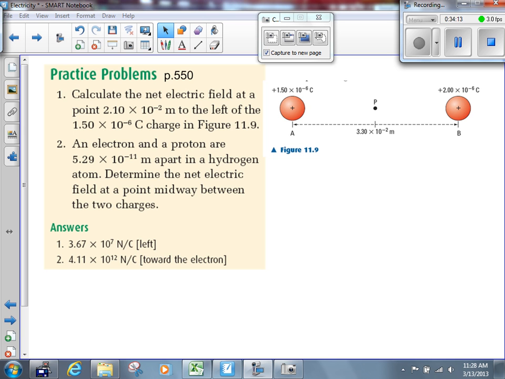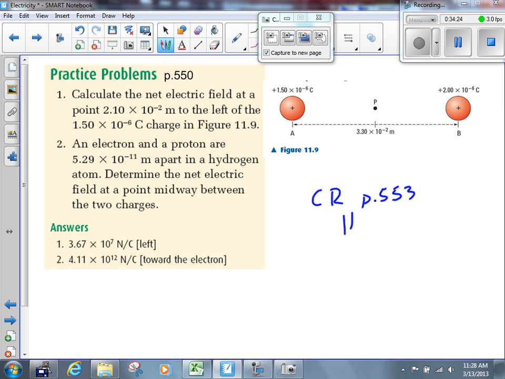So in addition to these questions on 550 that I want you to complete for homework, if you haven't finished already, I want you to make sure that you have your check and reflect questions on page 553, number 1 to 9 done. So your homework, page 550, 1 and 2, page 553, 1 to 9. That's it.